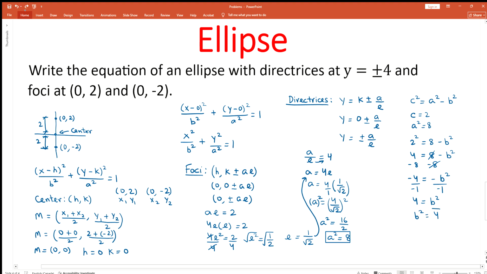This is the value of b² we can use in the equation. So the equation of this ellipse is x² over 4 plus y² over 8 equals 1. This should be the final answer for this problem. So these are the steps you have to keep in mind to solve a problem like this one.